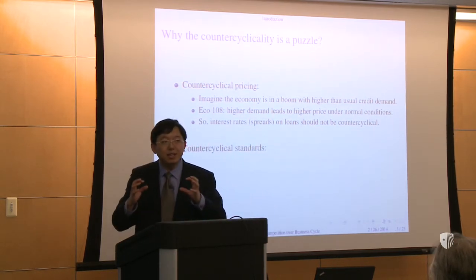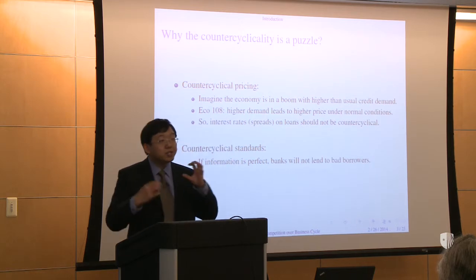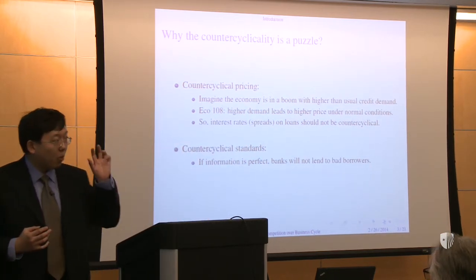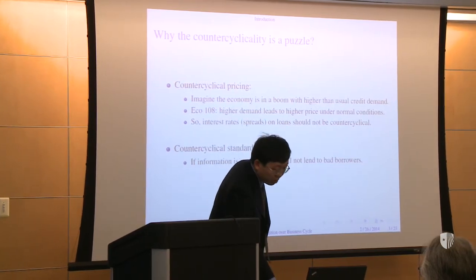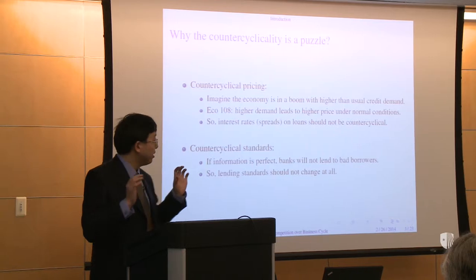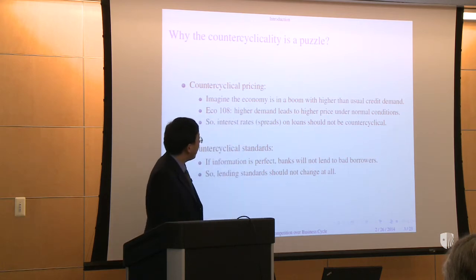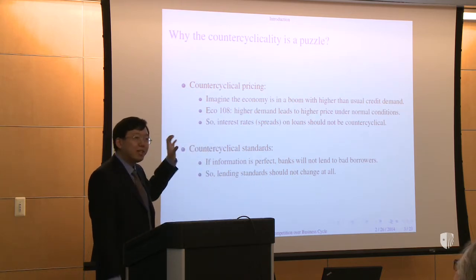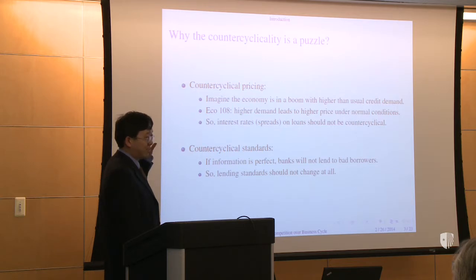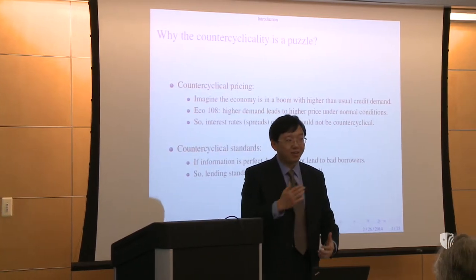The second puzzle is about the countercyclical standards. Let's imagine that the information is perfect, that is, the bank knows exactly which borrowers are good and which are bad. Then the bank will never lend to the bad borrowers, and accordingly the lending standards should not change at all. So from the standard economic theory, those countercyclical lending policies seem to be a puzzle. Now this becomes a meaningful research question, of trying to come up with a theory to explain these countercyclicalities in the bank lending policies.